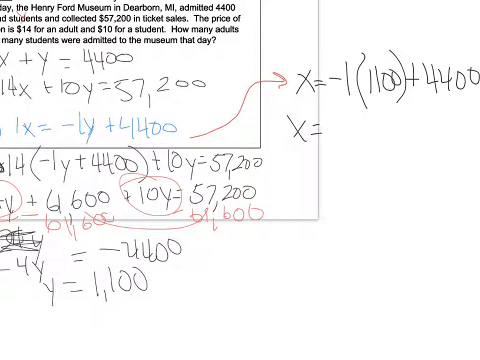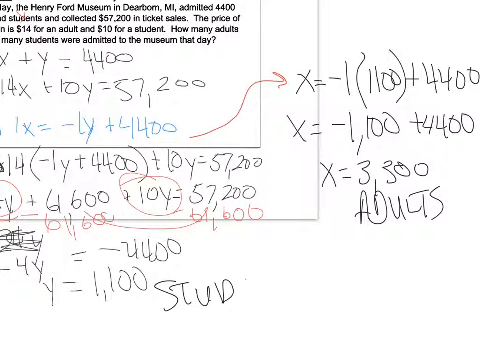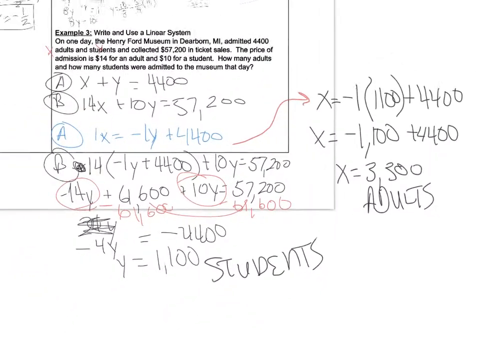So x equals a negative 1,100 plus 4,400. Do the math. I get x equals 3,300 people. So the adults, and I just label that adults, and down here you could label that students, and we're good to go. And that's how we do a word problem with systems of equations.